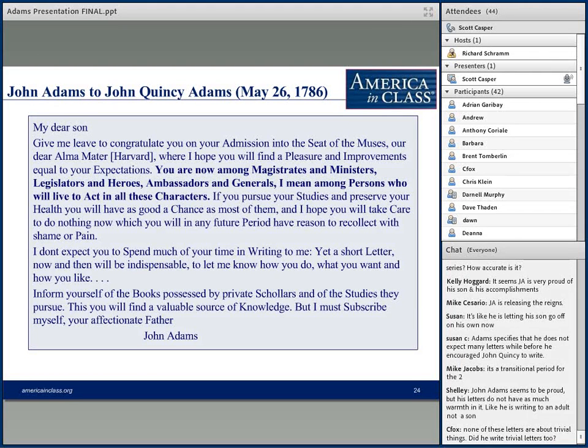None of these letters are about trivial things. Did he write trivial letters too? That's a good question. I don't think that they wrote a lot of trivial letters. I think John Adams was very much aware that he was writing about public life. He was writing about how to become a better person. I think John Adams was very much aware of letters as a form of teaching. And we saw that up until now. Now I think he's moving to letters as a form of exchange of ideas. But you're right. There's not a lot of trivial stuff here.